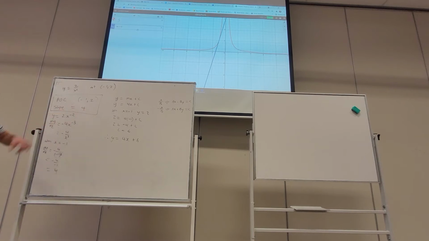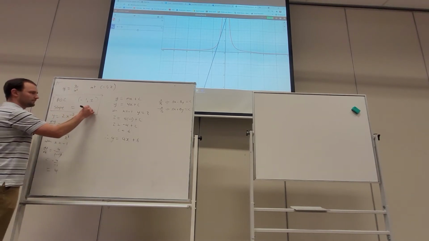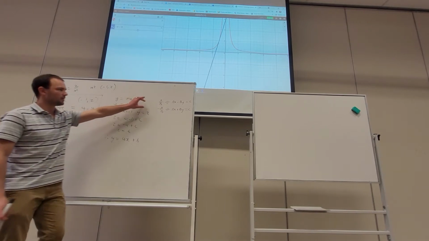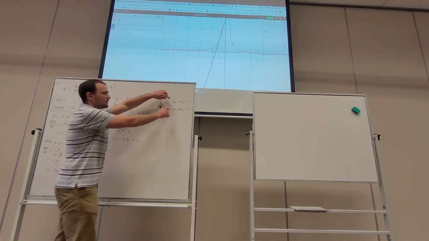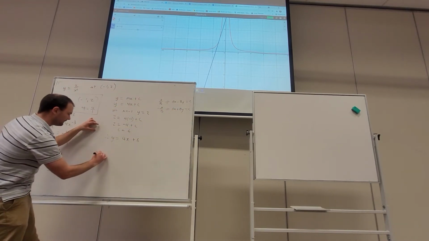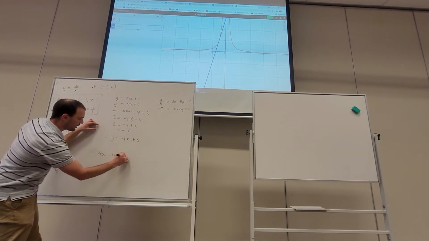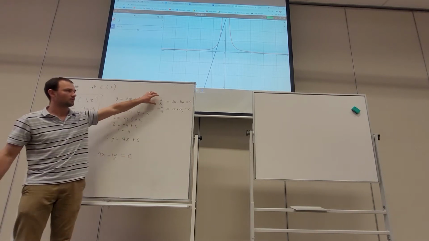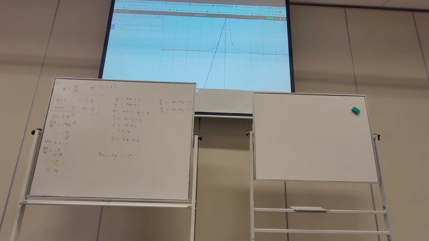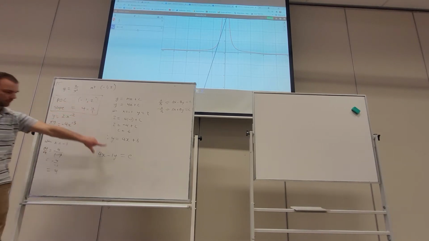Okay, so let's look. We've got a slope of 4, which as a fraction is 4 on top of 1. Is it positive or negative? It's positive, which means we're going to write it out like this: 4x take 1y equals c. I've just gone straight from positive slope to this statement, and then all you have to do is substitute in the point of contact.